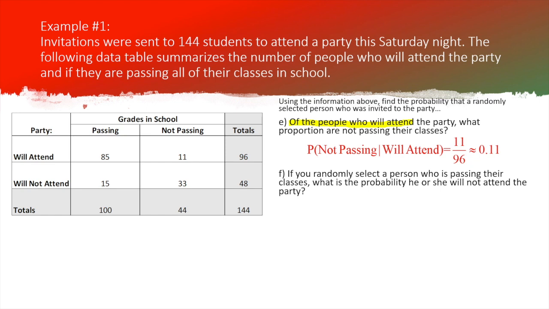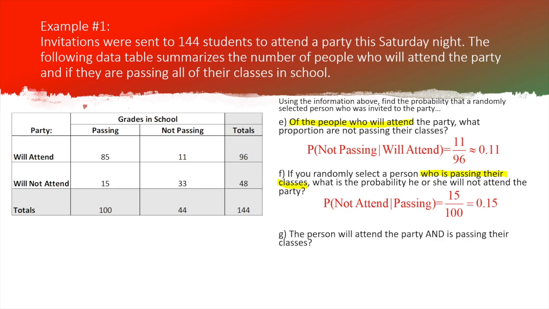And then on to part F. If you randomly select a person who is passing their classes, what is the probability he or she will not attend? Again, we're putting a condition on this: the person is passing their classes. That's our "given that," and so that becomes our total. So now we're only looking at the total number of people who are passing, which is 100. The people that will not attend, we have 15 of them out of 100, so we get 0.15 or 15%.